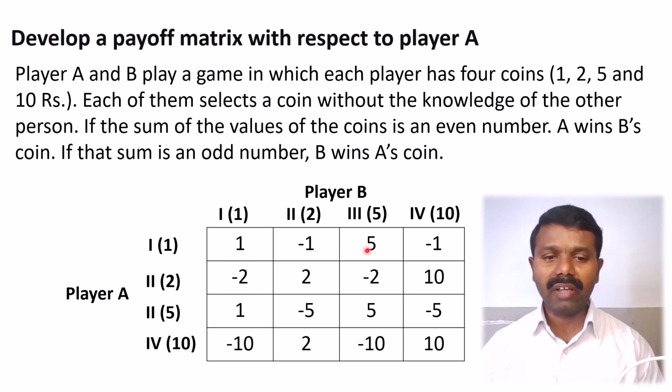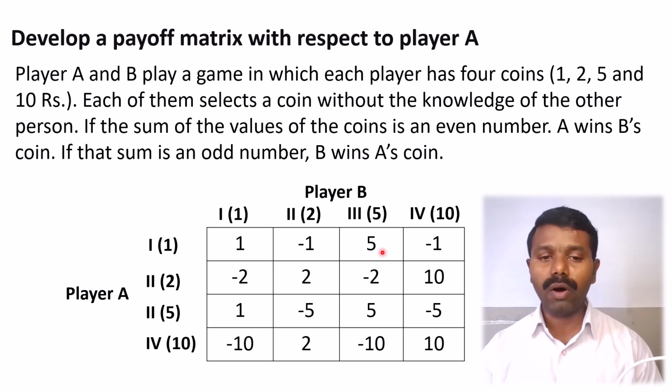And in the third matching, he selected a 1 rupee coin, and player B selected a 5 rupee coin. The sum will become 1 plus 5, 6 rupees. 6 rupees is an even number. So an even number means the total money will go to player A. But what is the profit? The 1 rupee which he kept is his own, but the remaining 5 rupees he will be getting from player B. So that is why he will get a profit of 5 rupees.